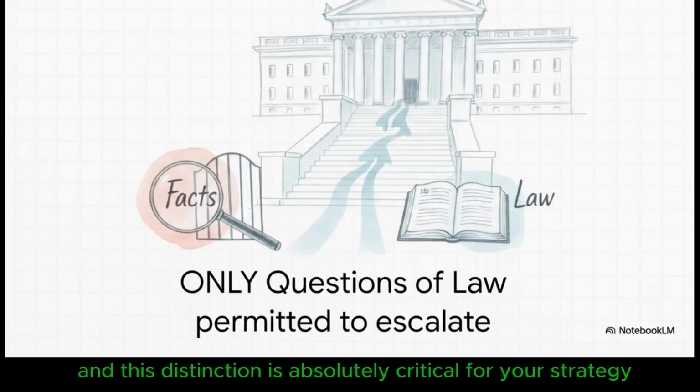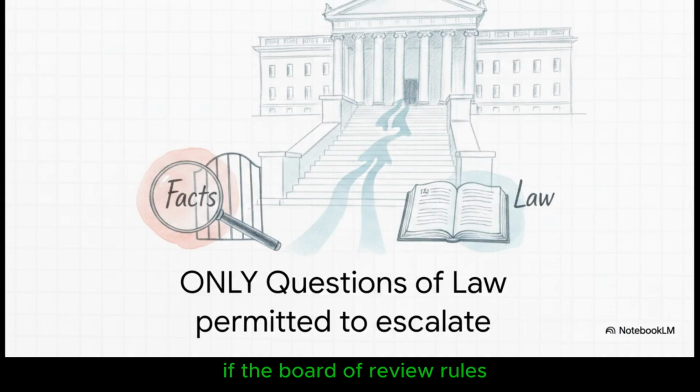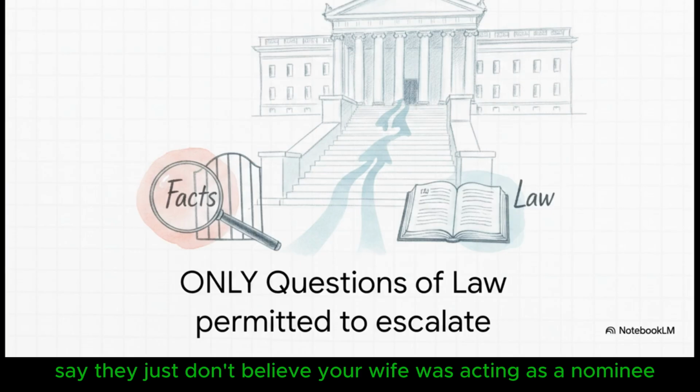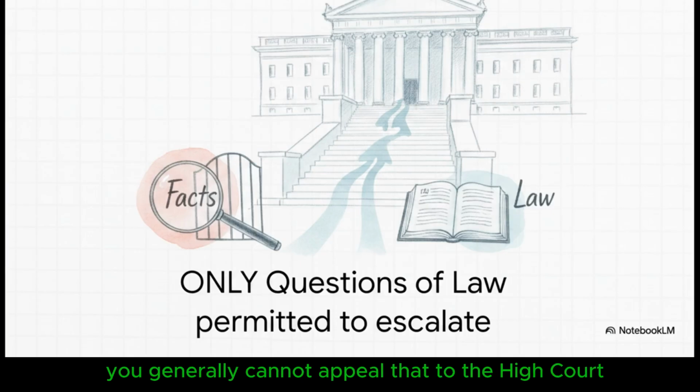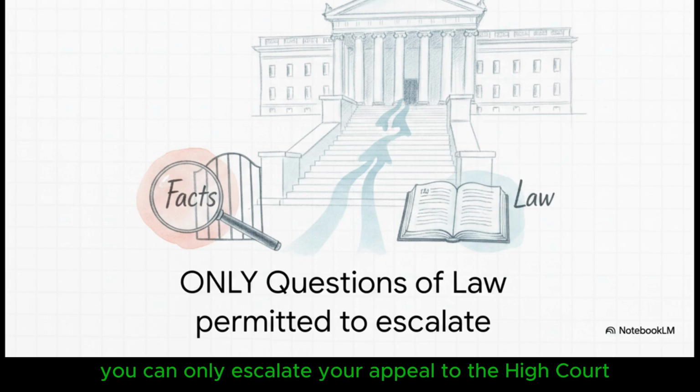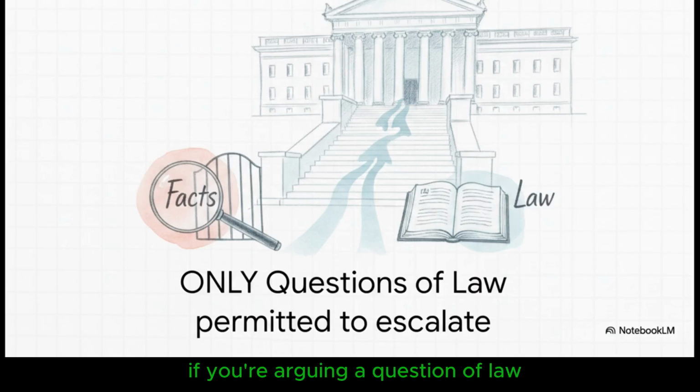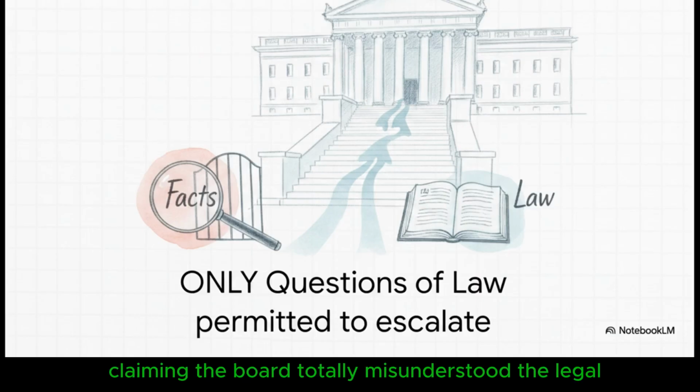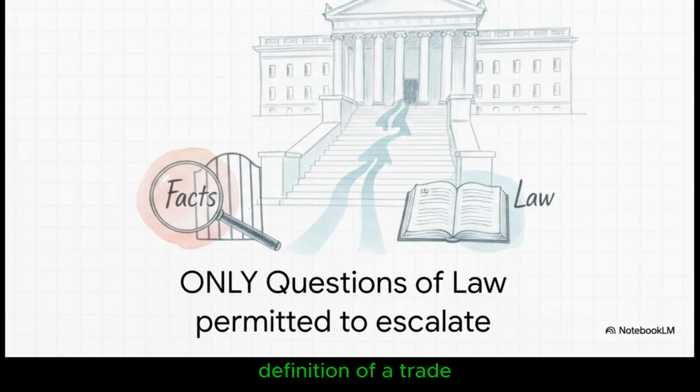And this distinction is absolutely critical for your strategy. If the Board of Review rules against you on a question of fact, say they just don't believe your wife was acting as a nominee, you generally cannot appeal that to the High Court. The board is the ultimate finder of facts. You can only escalate your appeal to the High Court if you're arguing a question of law, claiming the board totally misunderstood the legal definition of a trade.